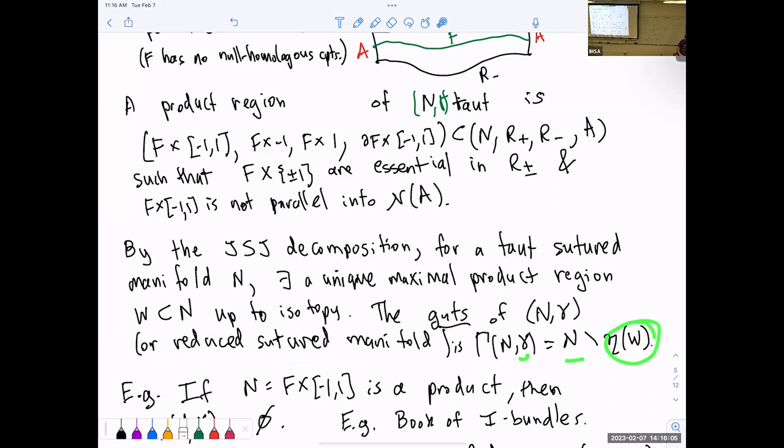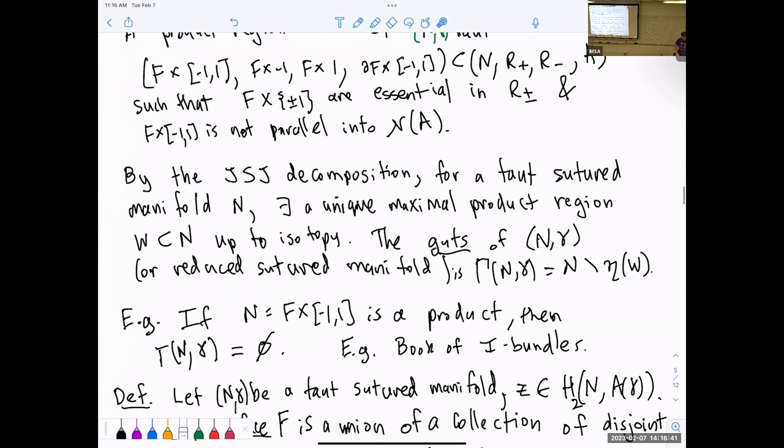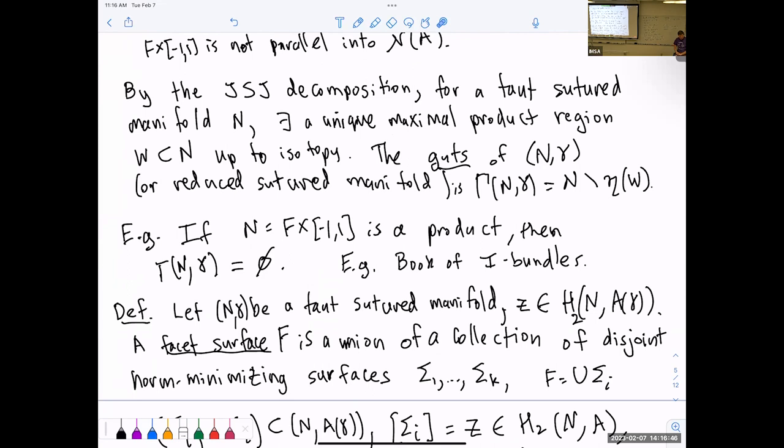So let's look at an example. Well, if we have a product sutured manifold, then the window is everything, and then the guts is empty. And here I should say that the term guts, I've maybe overused it in some of my papers, but it originated in a paper of Gabai and Gusev's where they defined guts of a lamination. And if you think of R plus and minus as a lamination, then this is more or less the guts that they consider, with a slight caveat. But just be warned, it's not exactly the same as the term guts that they're using.